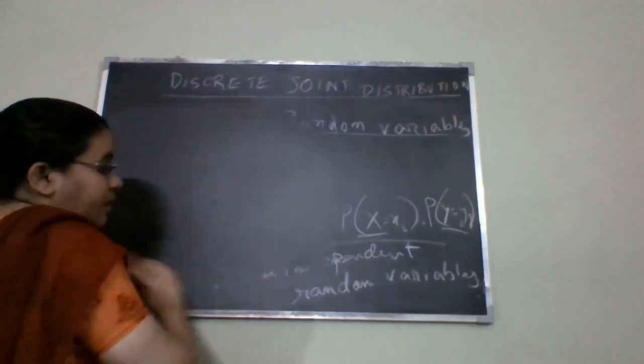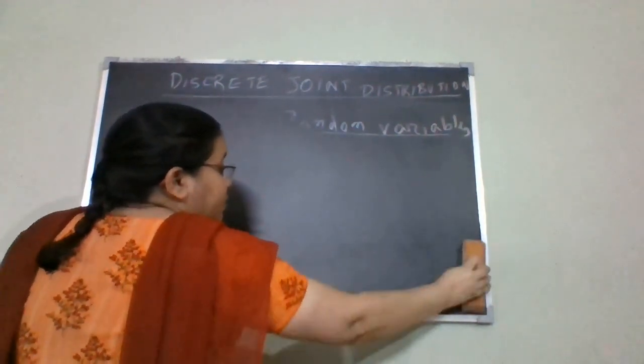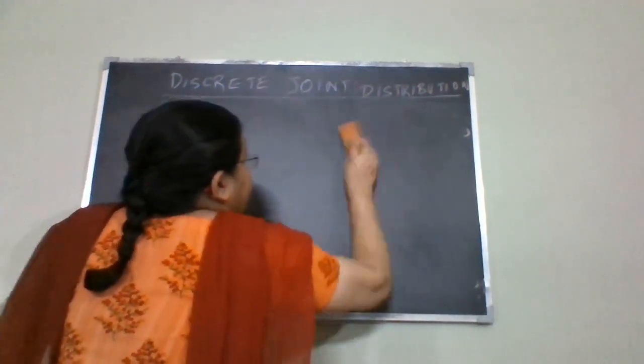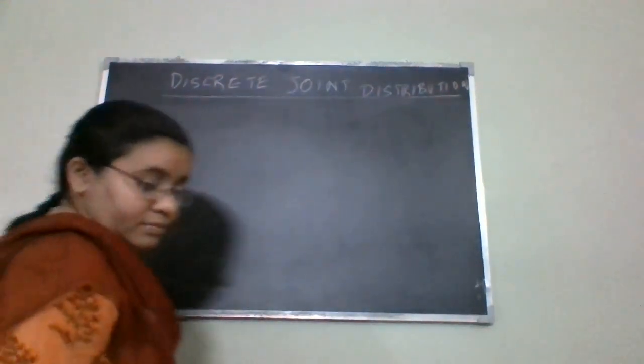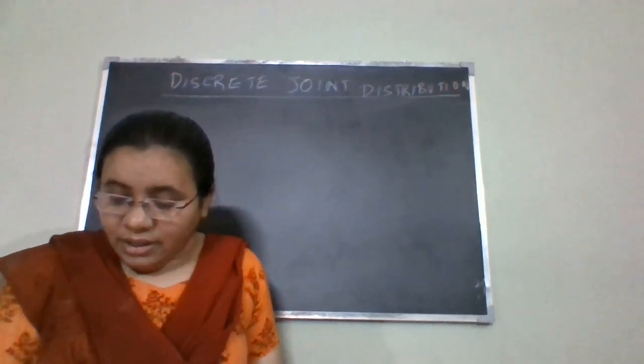We have an example there. This example I will simply be reading out and making you understand. I will not be writing it on this board. Just see. Let capital X, Y be a bivariate.